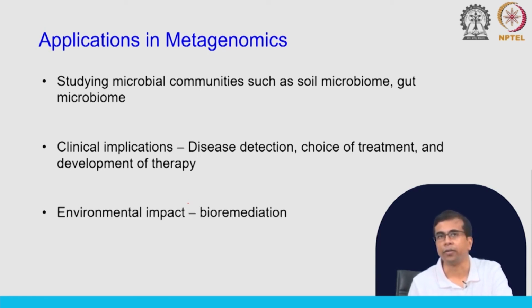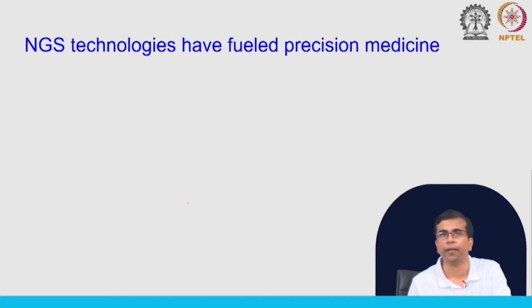You can also use metagenomic studies for environmental bioremediation, where you can design communities of microbes to clean up certain pollutants such as plastics or hydrocarbons, etc.